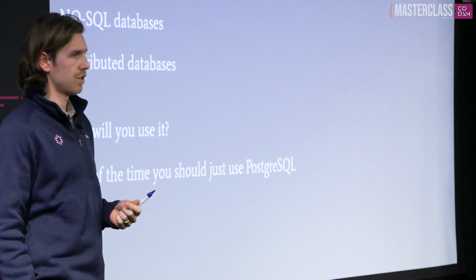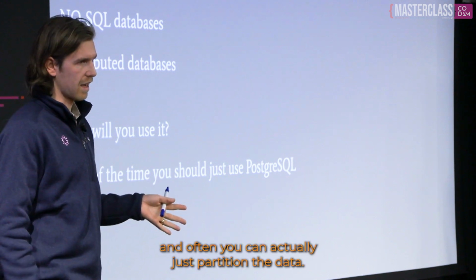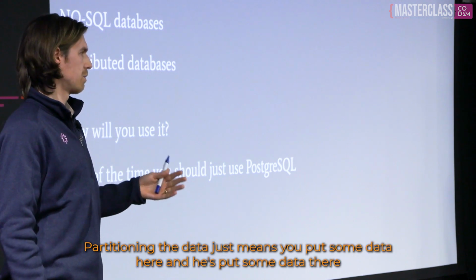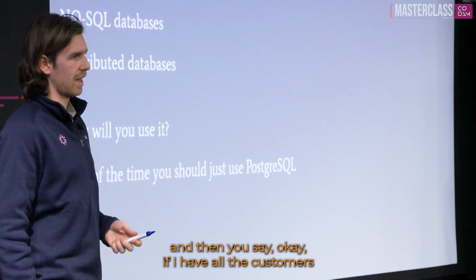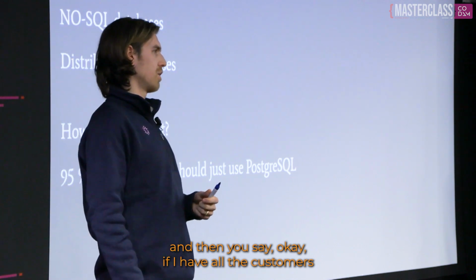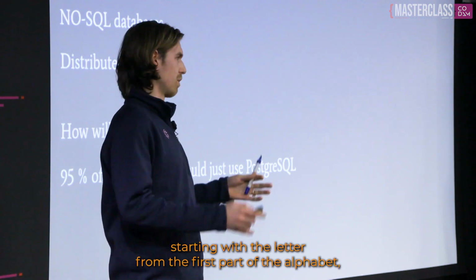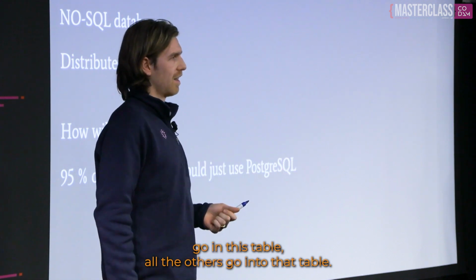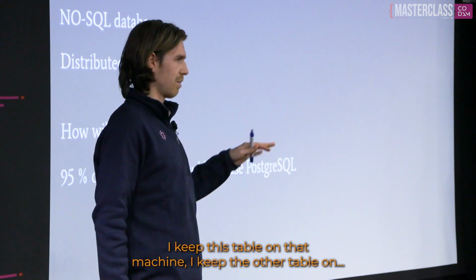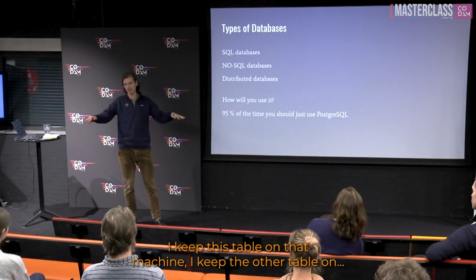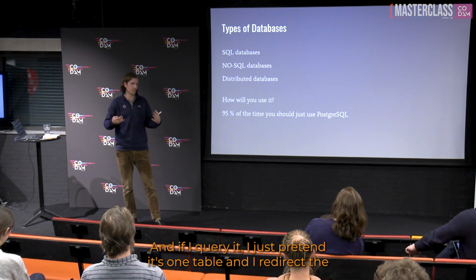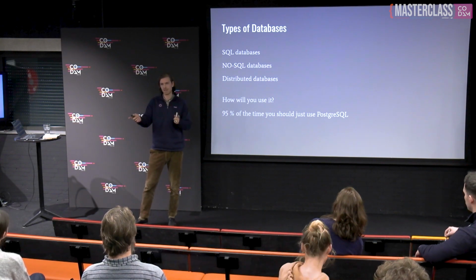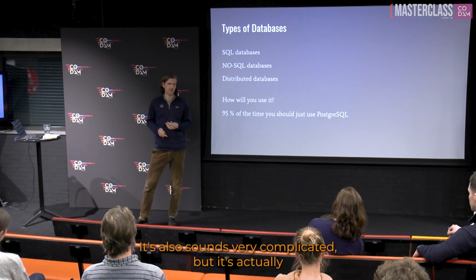But there's a lot of trade-offs. And often you can actually just partition the data. Partitioning the data just means you put some data here and you put some data there, and then you say, okay, all the customers starting with a letter from the first part of the alphabet go in this table, all the others go in that table. I keep this table on that machine, I keep the other table on another machine, and if I query it, I just pretend it's one table and I redirect the query however I want. It also sounds very complicated, but it's actually easy.